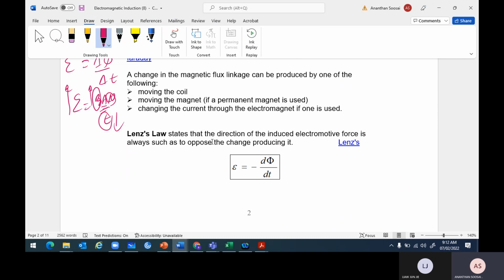Okay. What type of change happens? Either the flux could be rising or decreasing. You want to oppose the change. When the flux is rising, the current will try to decrease the flux. How can we decrease the flux? By creating a secondary magnetic field opposing or enhancing the original magnetic field.